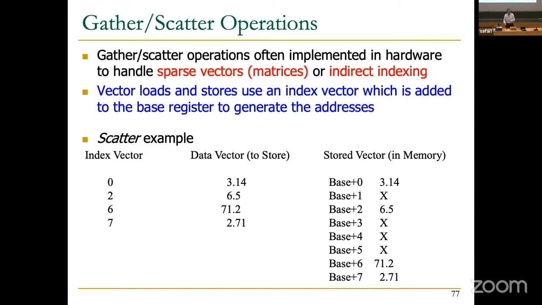Okay, gather is very similar, except you do the opposite. You can actually use the same example to gather from memory. You don't have this data vector. You're going to populate the data vector. You give it an index vector, and you do a load using the base address plus these different indices, and you load from these different indices into the data vector. Okay, you can convince yourself that this is relatively easy.